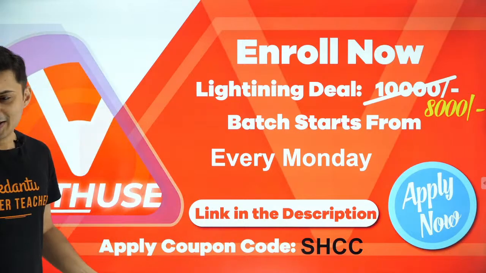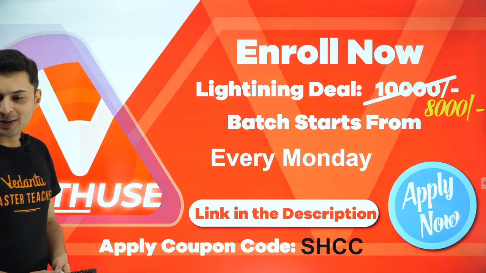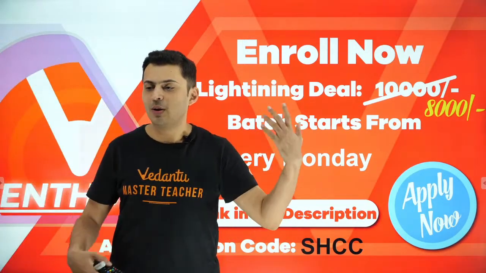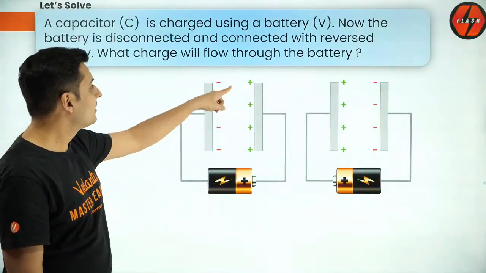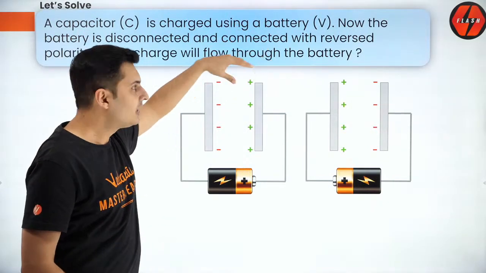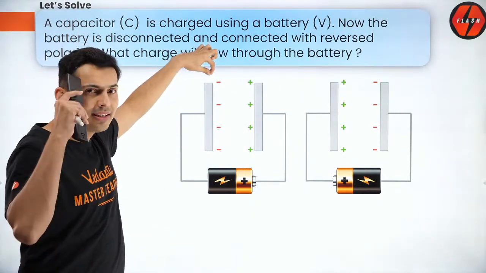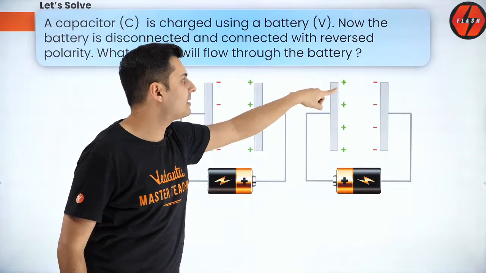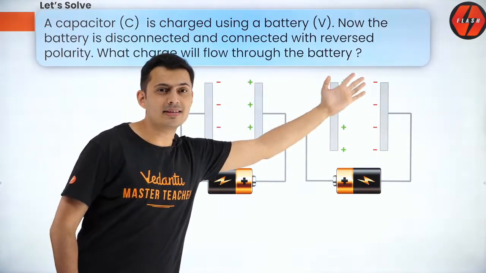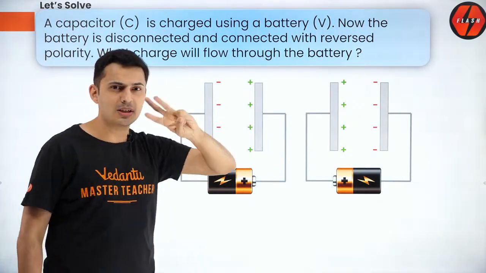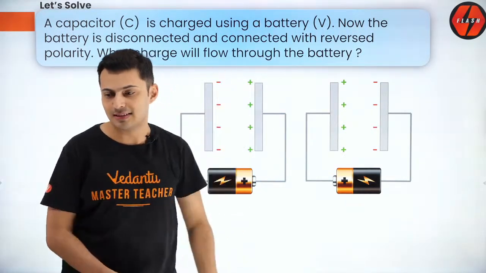If there are two batteries, just think about it again. The charge on this will be 2CV and this will be minus 2CV. Earlier the charge was plus CV, now it has become minus 2CV. So look at the change: from plus CV to minus 2CV, the change will be 3CV. So that will be the answer.